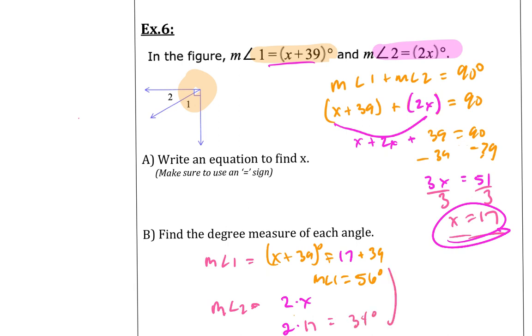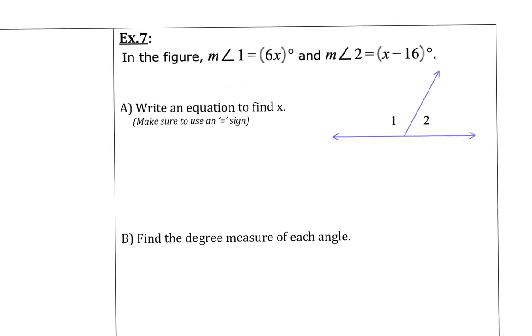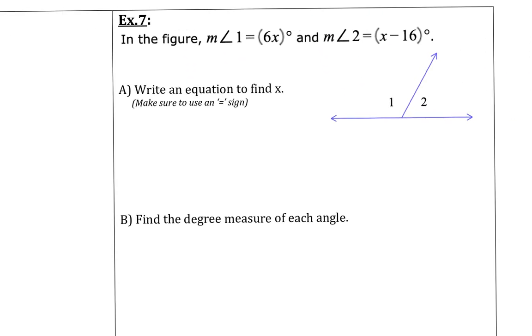And if we look, they should add up to 90 degrees. So we get 56 plus 34. That adds up to 90 degrees together. So, yep, we're right. We got a good solution there. Okay, let's look at these next ones. Again, this is all about this one being supplementary, which means you have to remember that means they add up to 180 degrees. So you're supposed to write out an equation.